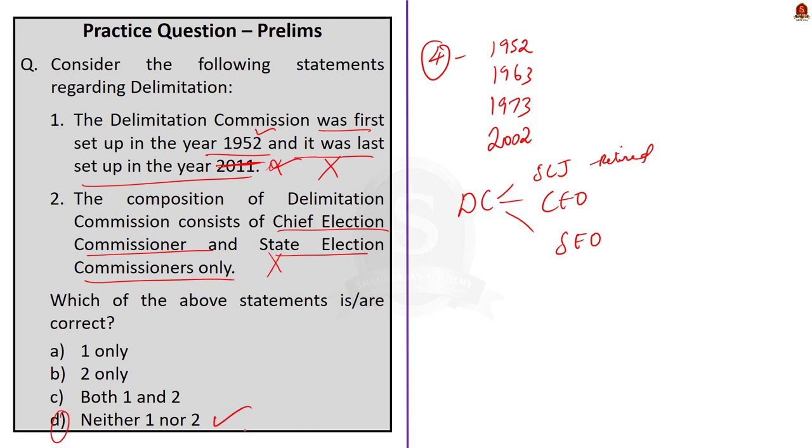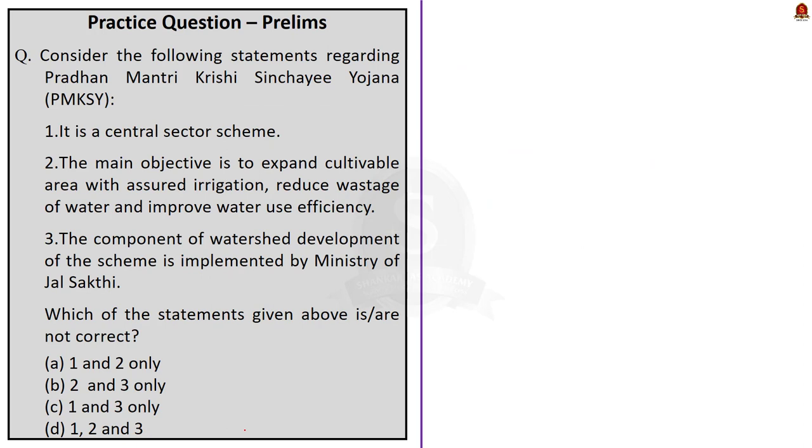Moving on to the final question of the day, it is a three statement question. We have to find out the statements which are not correct. Coming to the first statement, it says that Pradhan Mantri Krishi Sinchai Yojana is a central sector scheme. This statement is completely wrong. It is not a central sector scheme but a centrally sponsored scheme.